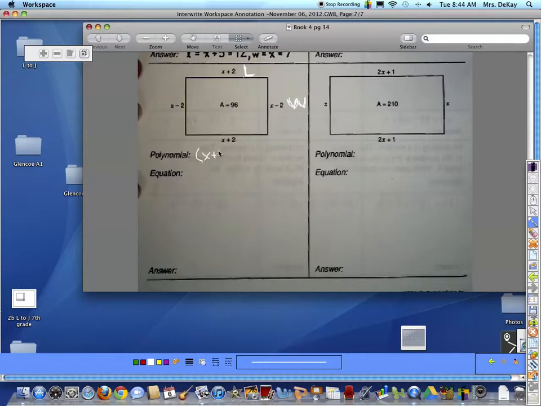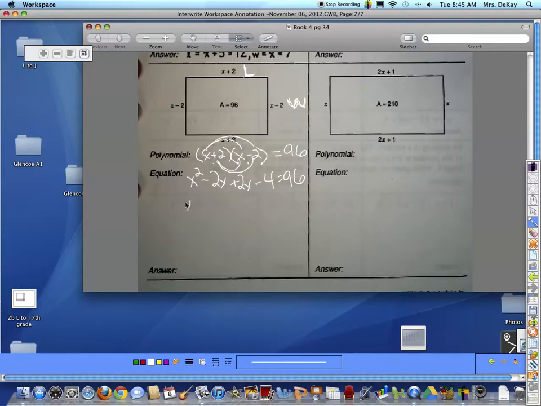Well, it's x plus 2 times x minus 2, right? That's the length times the width, and that has to equal 96. Let's do the multiplication. x squared, negative 2x, plus 2x, minus 4 equals 96.